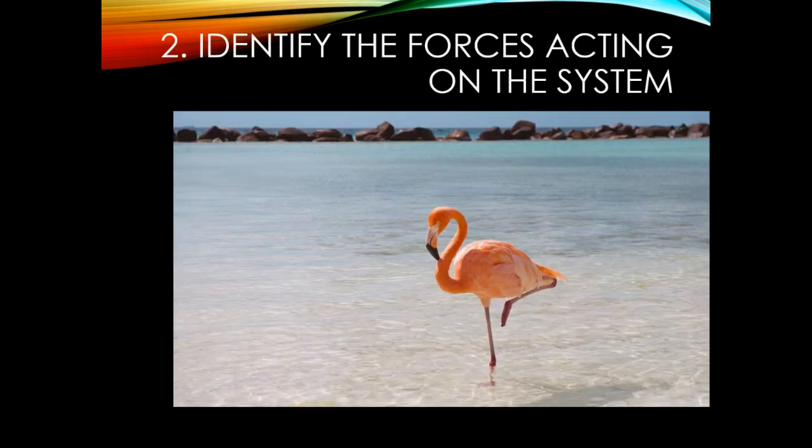Now that we have identified our system, we want to identify the forces that are acting on it. So first off, we are on Earth. This means we have gravity. What else do we have? Why isn't the bird falling towards the center of the Earth? There's a surface pushing up on it, keeping it in balance. Do you remember what that force is called? Anytime we have our system sitting on a surface, we have what's called a normal force.